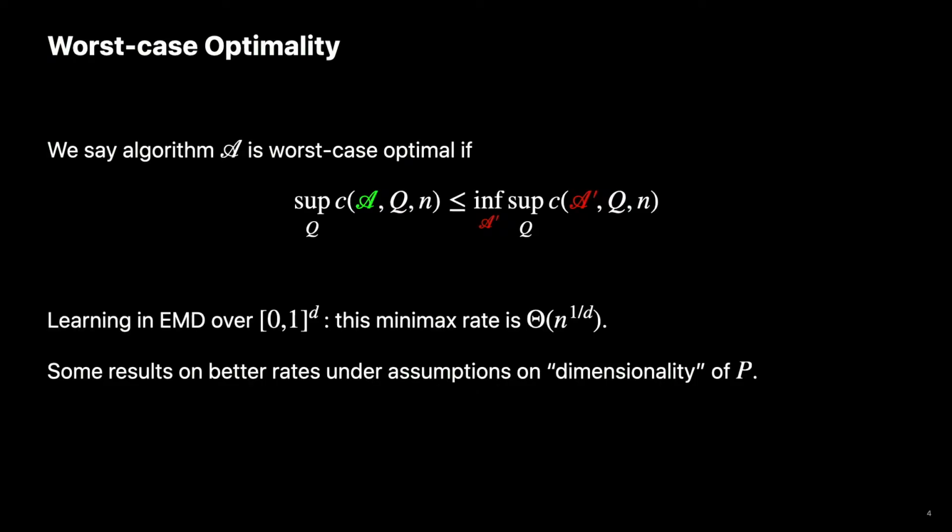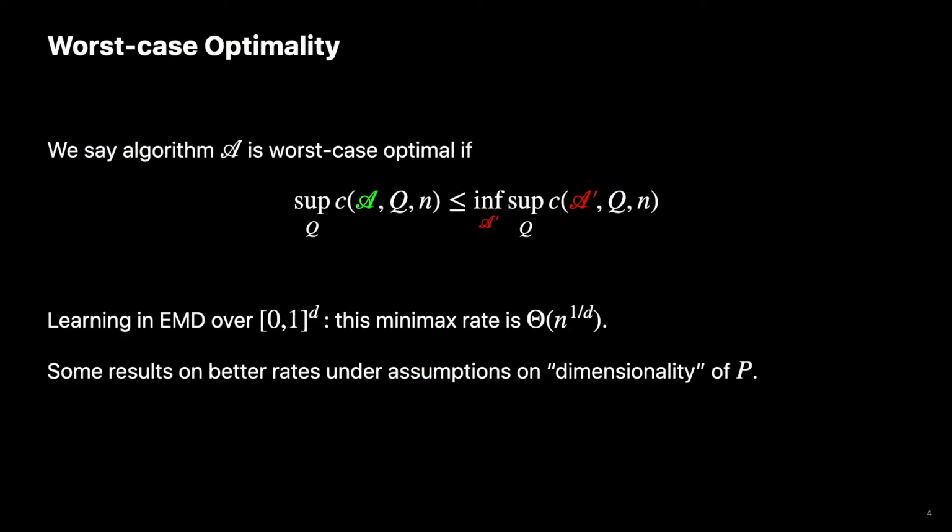Except that if your problem is learning Earth mover distance over {0,1}^d, this rate is like n to the 1 over d. If you think about that a little bit, if d is 10 and you want error to be 0.1, you need 10 to the 10 samples. So this is not really a rate. It's a rate only in the theoretical notion of a rate. It's not really a bound that you could actually do anything with. And you can't really beat this. This is the best one can do.